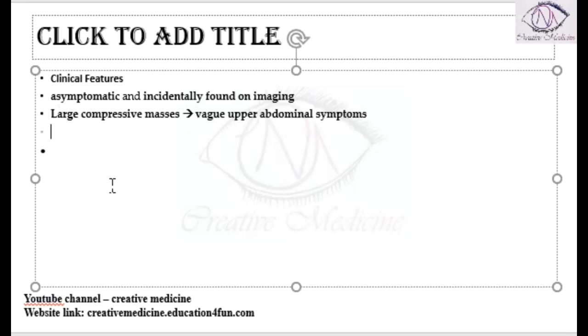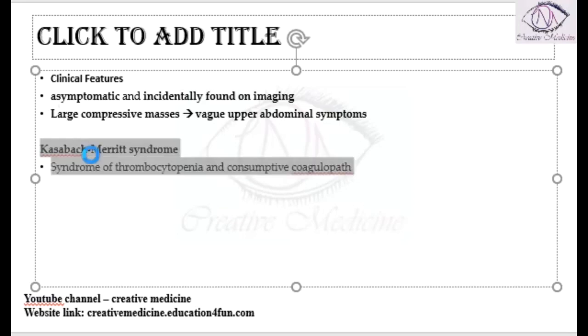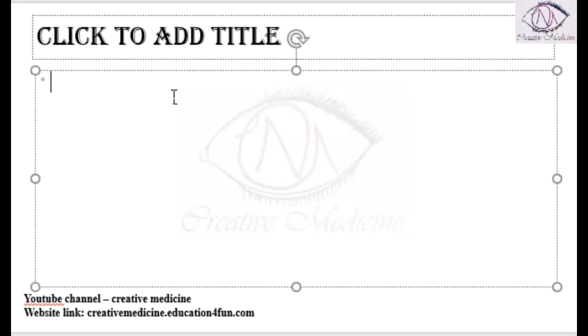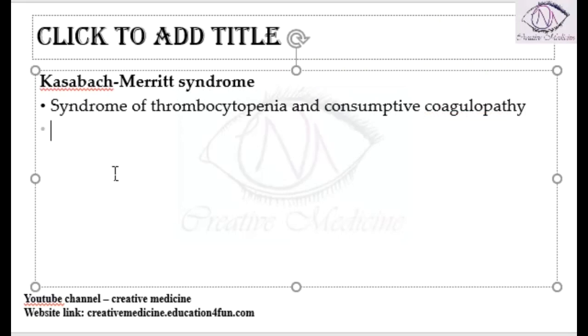Liver hemangioma is associated with a syndrome called Kasabach-Merritt syndrome. It is a syndrome of thrombocytopenia with consumptive coagulopathy. It is actually rarely seen, but it is associated with liver hemangioma.